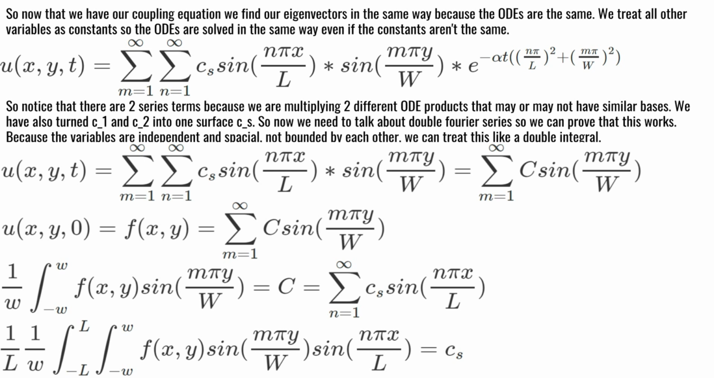We're going to do the same thing, okay? So on the same side, we're going to do 1 over L times 1 over W times the integral from L to negative L. And then we have the integral of w from negative to w. We already had that of the function xy sine n pi y over w. And then we're going to multiply that by sine n pi x over L. And that's all equal to c sub surface, c sub s.